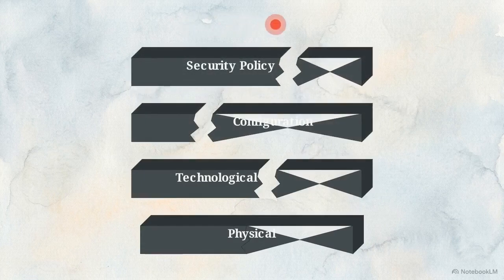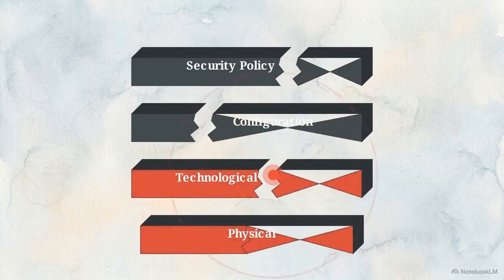Every successful attack follows this exact trajectory. An attacker probes the perimeter, finds a configuration gap, bypasses an unenforced security policy, and delivers a payload that ultimately brings down the infrastructure.